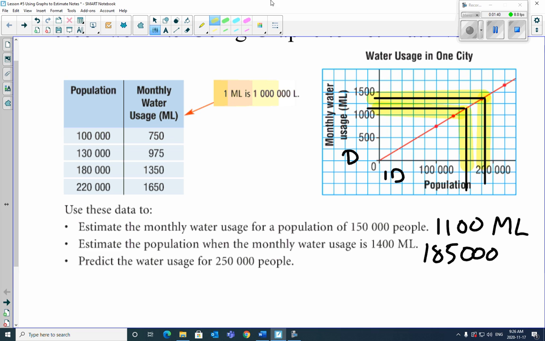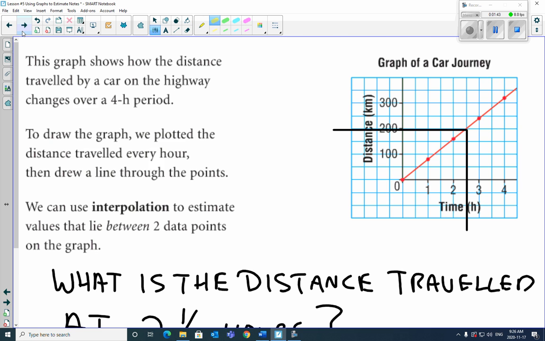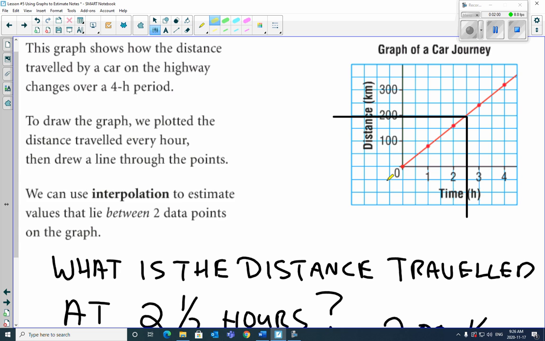So flip to the second page. The graph shows how the distance traveled by a car changes over a 4-hour period. So what we have here is distance and time. Think about this: the longer you drive, the further you're going to go. Now, this is assuming that you're traveling at a constant speed, and that's not always the case. We draw the graph, we plot it out, and then we find the distance traveled at 2.5 hours. So go here to 2.5 hours, draw your line straight up, and then go across, and you can see it's approximately 200 kilometers.